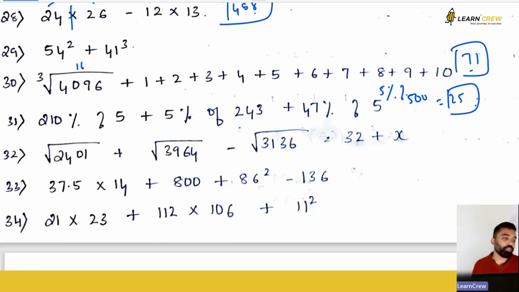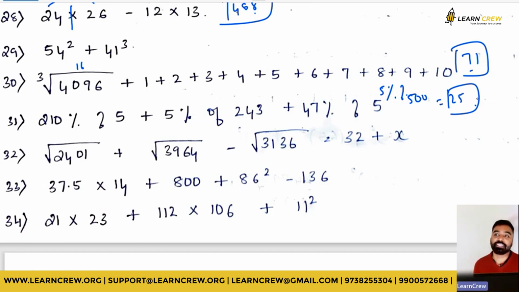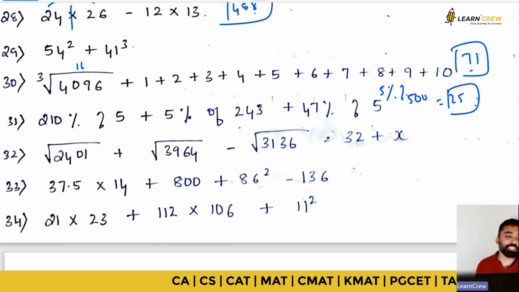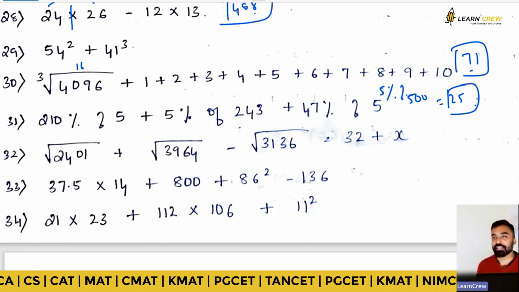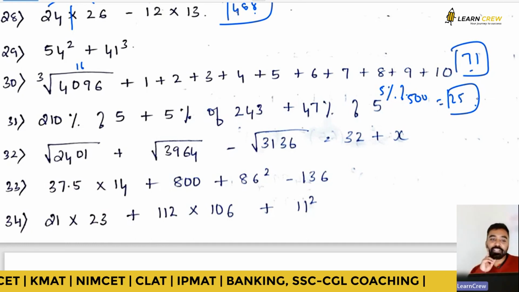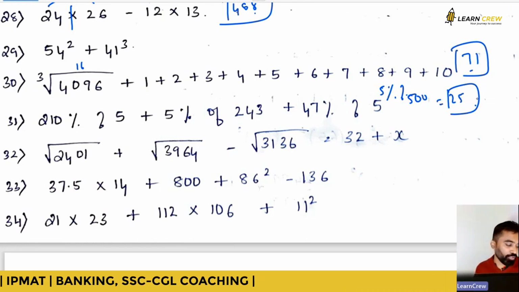Okay, next one. Square root of 2401, square root of 3964, square root of 3136, equal to 22 plus 6. Okay, firstly, are all these three things perfect squares? Yes. Just check the units place. If the units places are all of perfect square values, then it is a perfect square. Answer, yes, Tarushi.